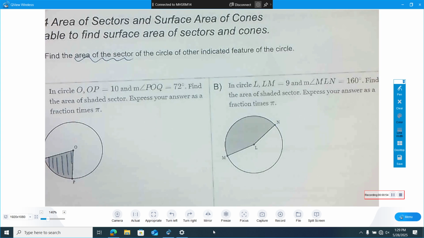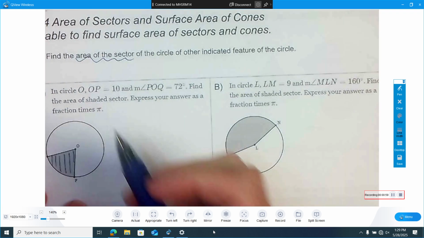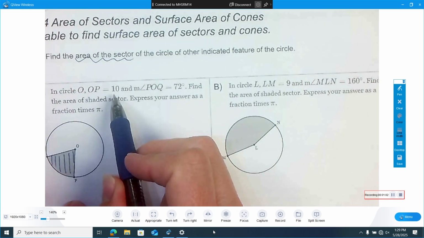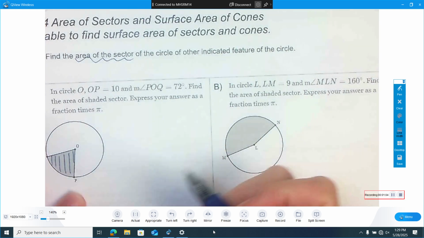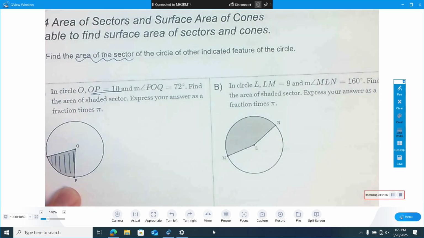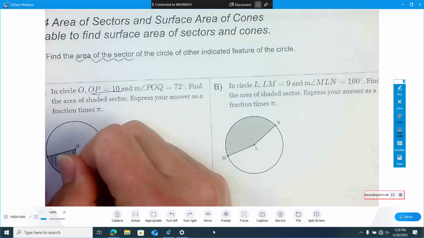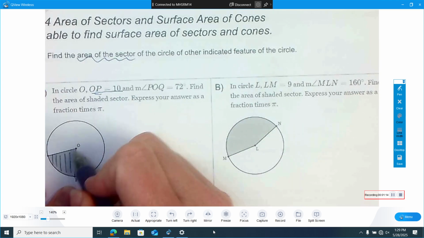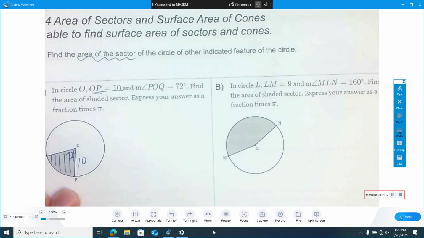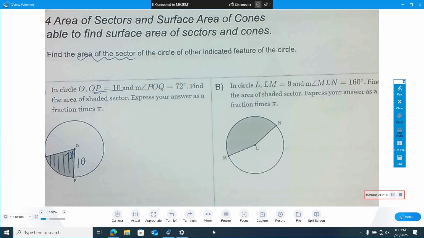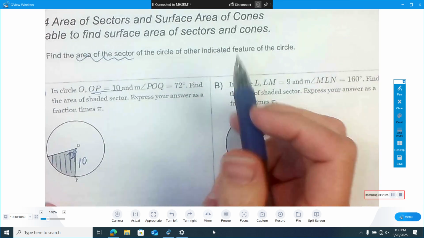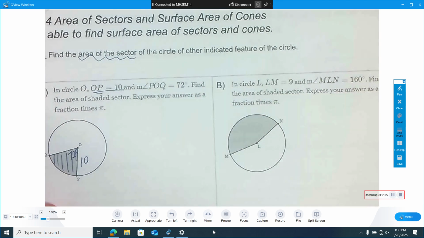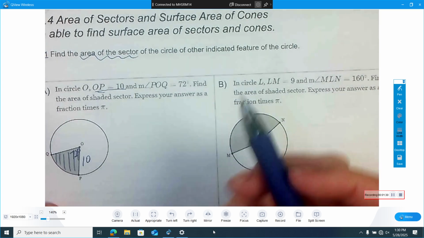And again, what we want to do is create a proportion, relating some things that are equivalent that we have here. So we have circle O, and it says OP is 10. What is that information telling us when they tell me OP is 10? The radius is 10. All right, and then the measure of angle POQ is 72 degrees. Okay. And we want to go ahead and find the area of that shaded sector, that portion of a circle.